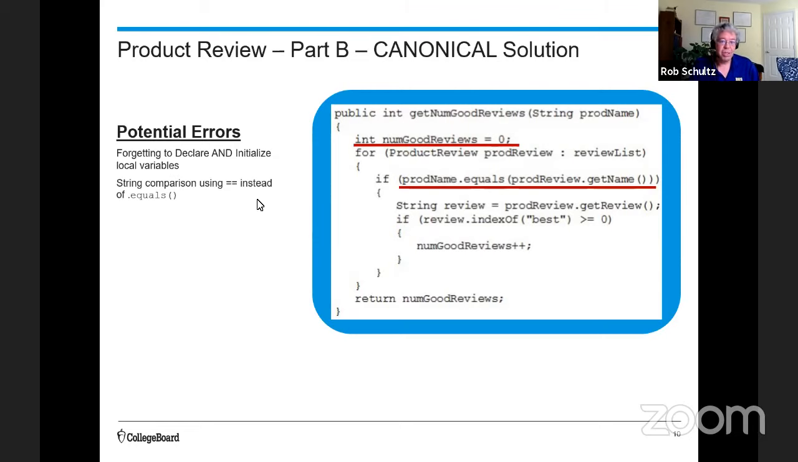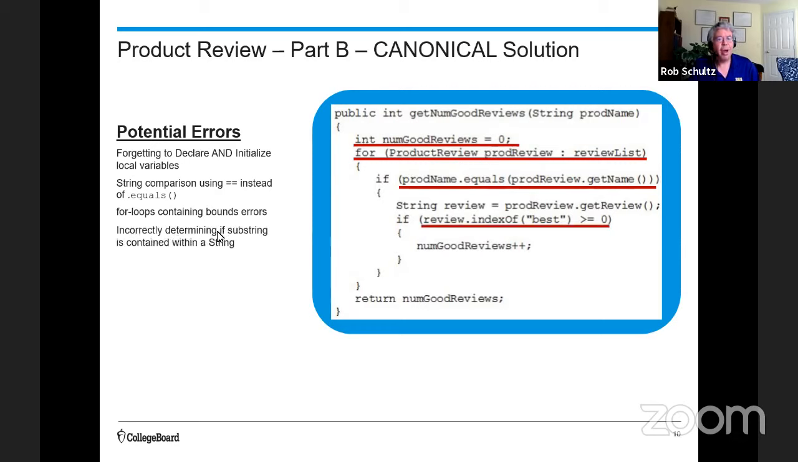Again, using string comparisons, using equal equal instead of dot equals. We've already talked about that one. For loops that contain bound errors. Again, that would be another common one. Incorrectly determining if a substring is contained within a string. So this is another place that might trip you up a little bit. I know we looked at some different examples back when we were talking strings and traversing strings. We did one example where we were doing a substring to substring comparison, and we used a loop to traverse the entire string looking for an occurrence of the word, in this case, the word best. Make sure that you understand the quickest and probably the most efficient way to determine if a substring is contained within a string.